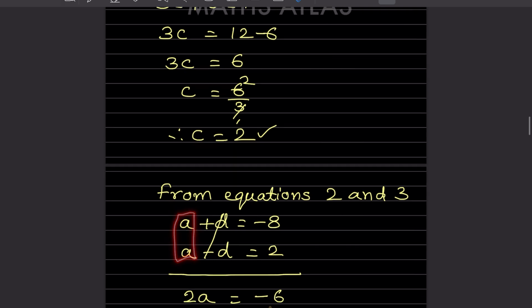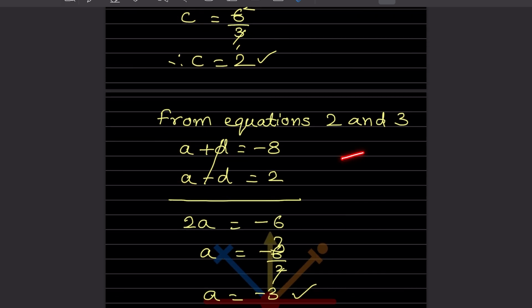When you add this, it is going to be 2A. And minus 8 plus 2. Whenever you have a minus and a plus sign, that means you subtract, and this will be 6. And then you give the bigger number's sign, so the value of this will be minus 6. This becomes divided, and A is minus 3. So you now have two values, that's C and A.